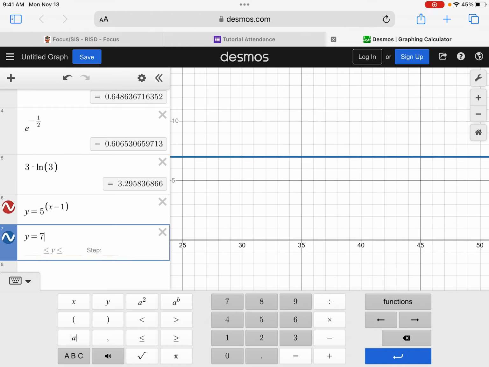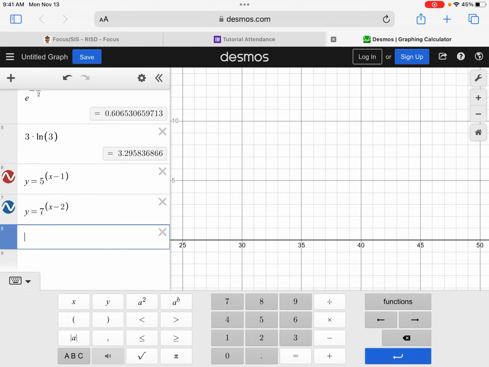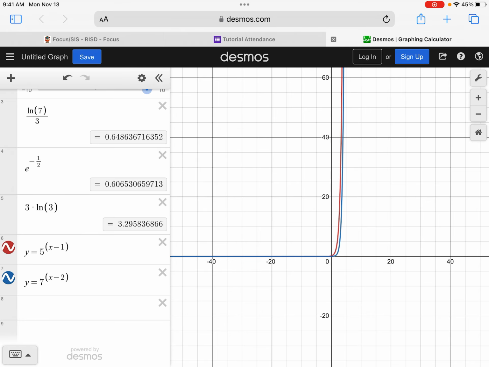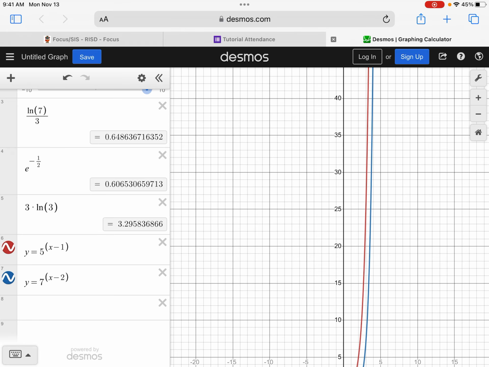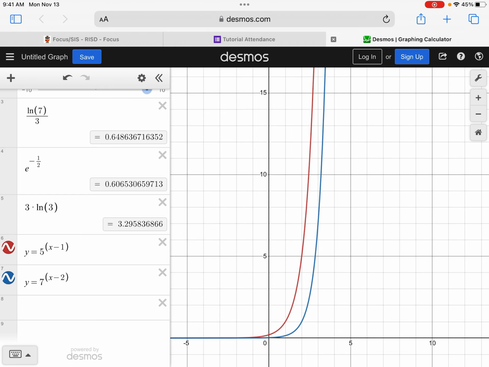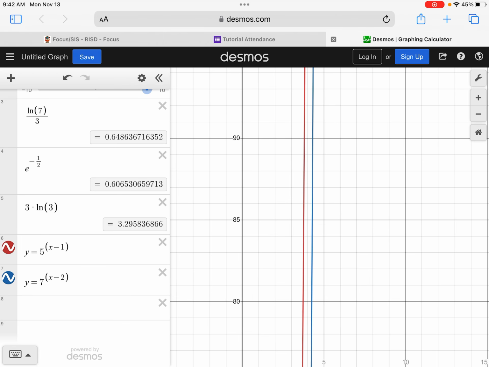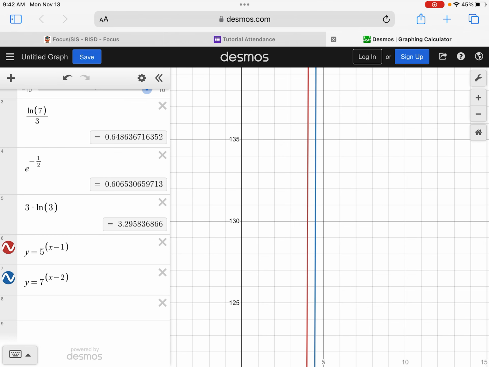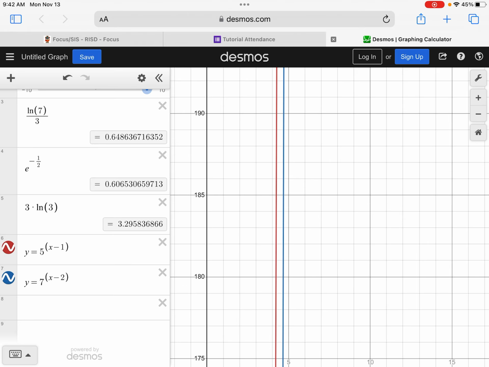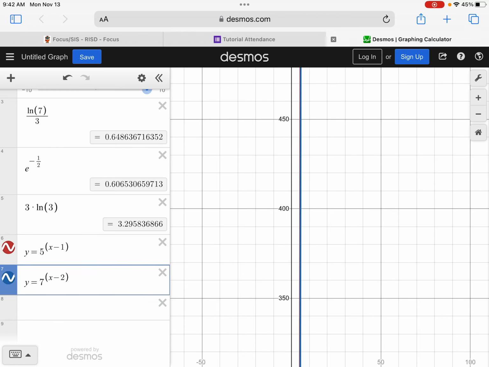Okay, on y2, we'll have to do the same thing. 7 to the power of, open a parentheses, and x minus 2 is what we want here. And now when we find the graph of these two, and we look at where they intersect. Okay, they're getting closer and closer and closer. It is going to be way up here. I'm going to zoom in. About to give up on this over here.